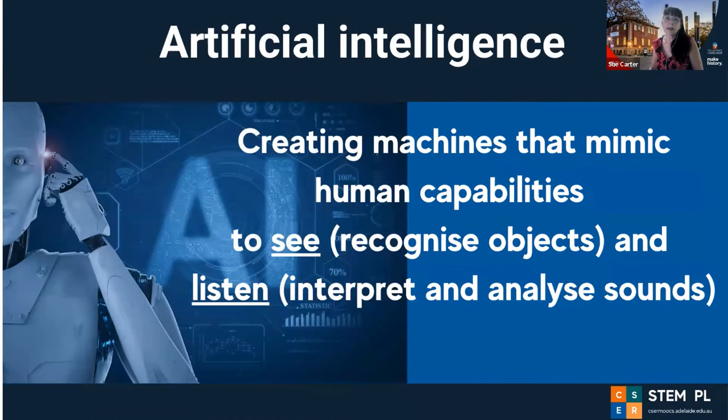And the last one I want to look at is artificial intelligence. And this is where machines are being used to mimic human capabilities, and where they see or recognize objects and listen, and they can interpret and analyze sounds. And we have a lot of artificial intelligence around us today, and sometimes people aren't even aware that they're using it. Obviously, one of the most known of these, and it is currently under some form of investigation across Australia, is ChatGPT, where some jurisdictions have completely banned it and others have opened it up to see what are the possibilities both for teachers and for students.